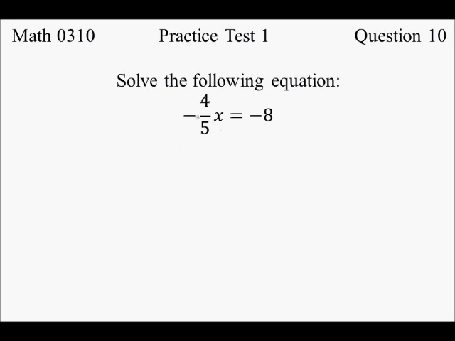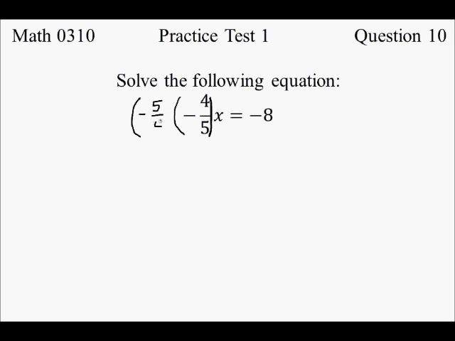Question 10, solve the following. Negative 4/5 x equals negative 8. Alright, so here we have negative 4/5 times x. We want to find a number that we can multiply by on this side to give us 1. And one thing we want to remember about fractions is any number times what we call its reciprocal is going to give us 1. That's what a reciprocal of a number is. So if we think of this as negative 4/5 times x, we want to think of what is the reciprocal of negative 4/5, and the answer is negative 5/4.